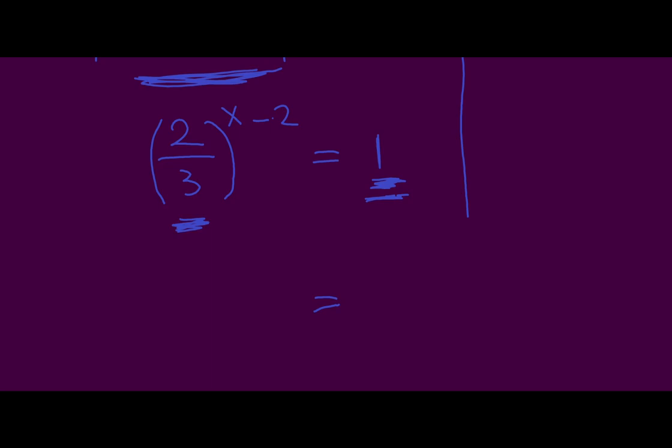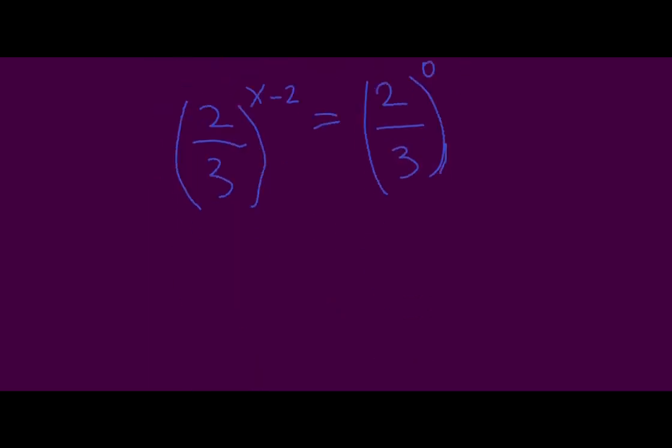So in this regard, we're going to have 2 over 3 exponent 0 equals 2 over 3 to the x minus 2, right? So from here, we can see that these values have the same base, right? Since we know that this one equals 1, they have the same base.